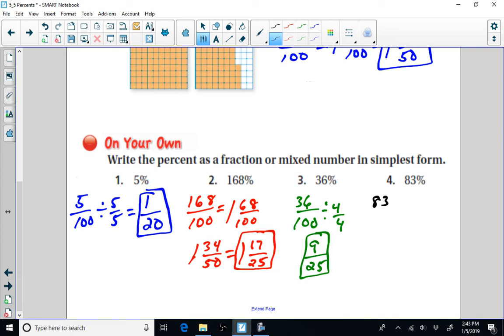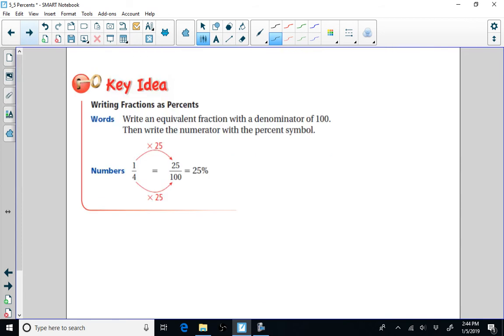So that's going to be 83 over 100. And can I simplify 83 over 100? I don't believe I can. I believe that 83 over 100 would be a fraction in simplest form. So 83% as a fraction would be 83 over 100.